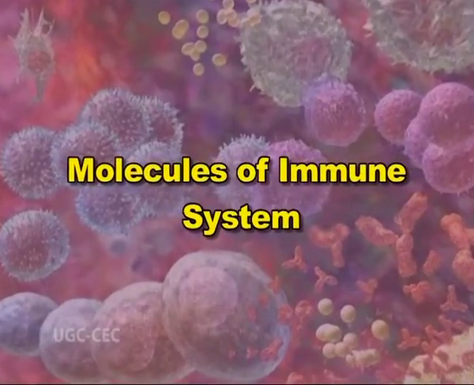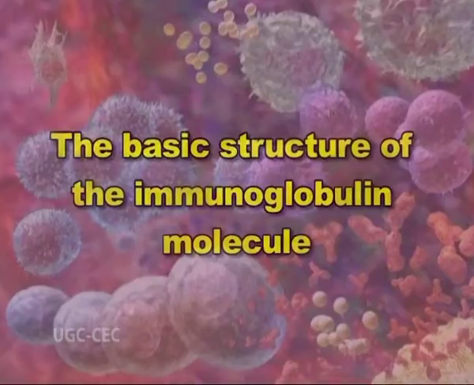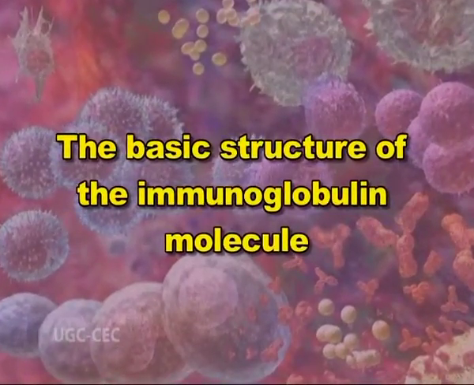Molecules of the immune system include immunoglobulins, cytokines, MHC molecules and proteins of the complement system, which we will study in detail. Immunoglobulins are glycoprotein molecules that are produced by plasma cells in response to immunogen and which function as antibodies. The immunoglobulins derive their name from the finding that they migrate with globular proteins when antibody containing serum is placed in an electrical field. The basic structure of the immunoglobulin is illustrated.